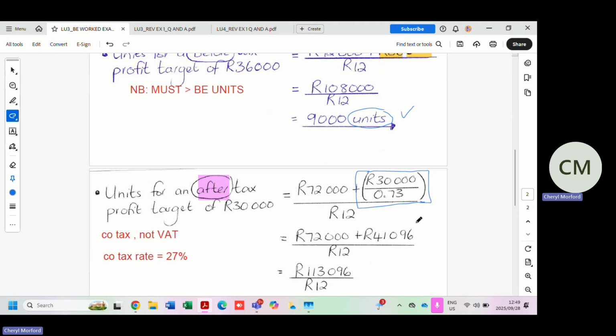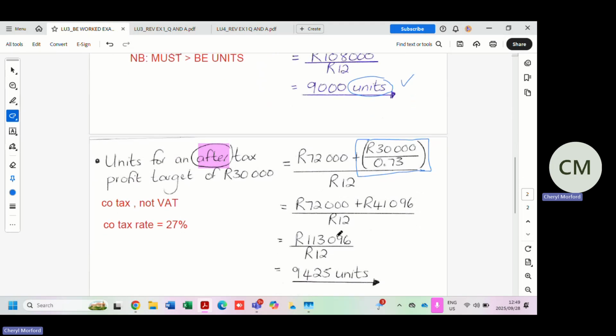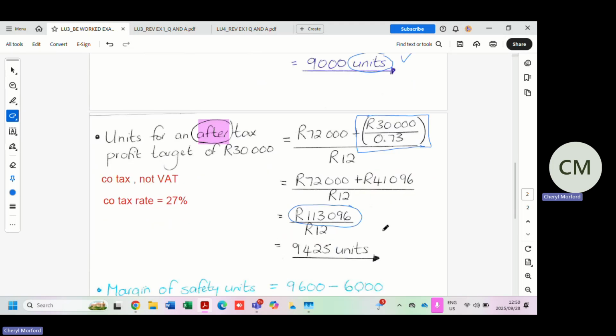The one thing that you cannot do is go and find 27% of 30 and add it on, because the mistake there is you're finding 27% of the amount, which is already excluding the 27%. So that's the only way to do it, like I've shown you. Now we have a much larger numerator of 113,000, which when we divide by the contribution of 12 Rand gives me 9,425 units.